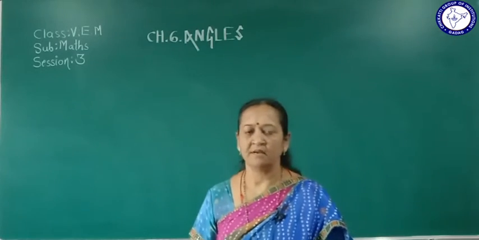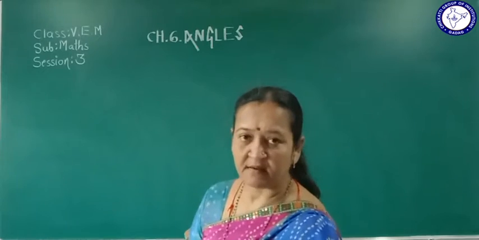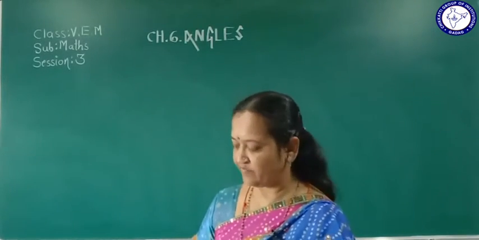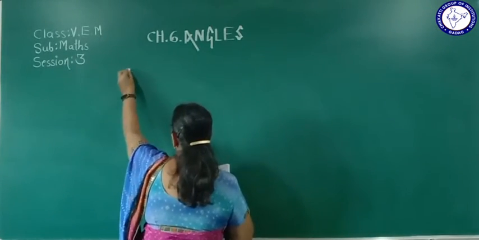Hello children, today in session 3, let us learn how to measure angles in the clock. Then let us go to the exercise. Now here in the clock we know we have 12 different numbers.